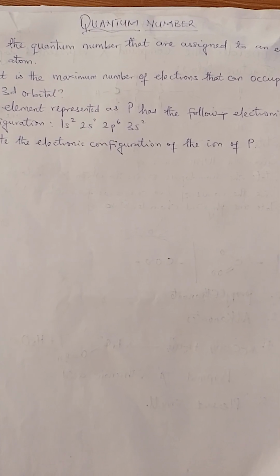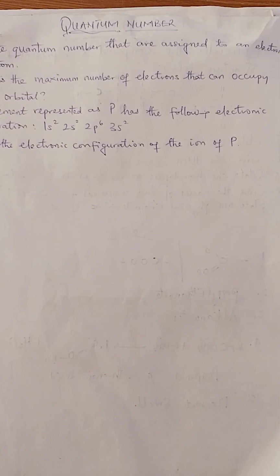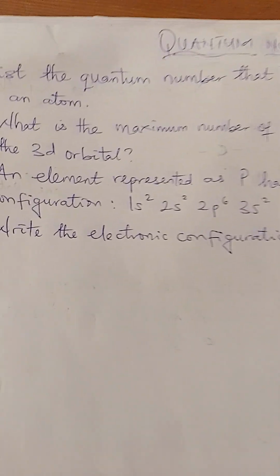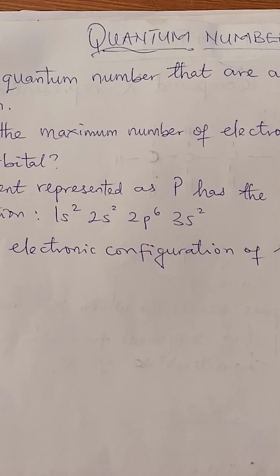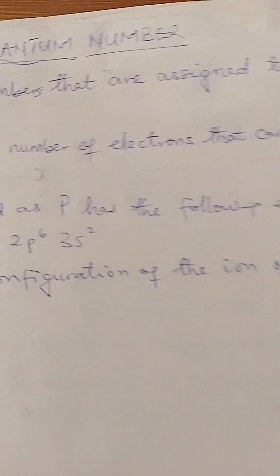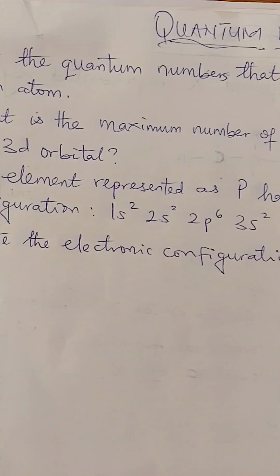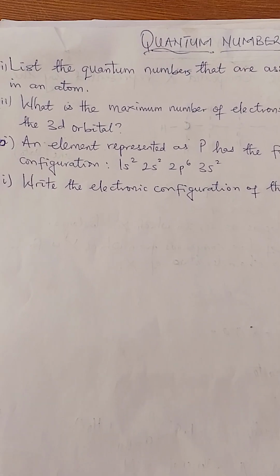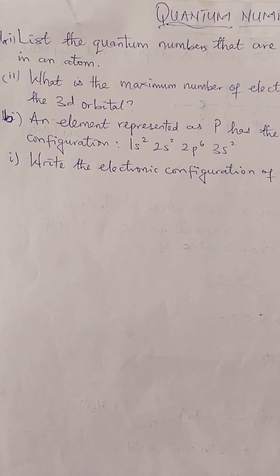Today I have a question for you, a question on quantum numbers. So let's see it together. The question says, list the quantum numbers that are assigned to an electron in an atom. The next one says, what is the maximum number of electrons that can occupy the 3d orbital?